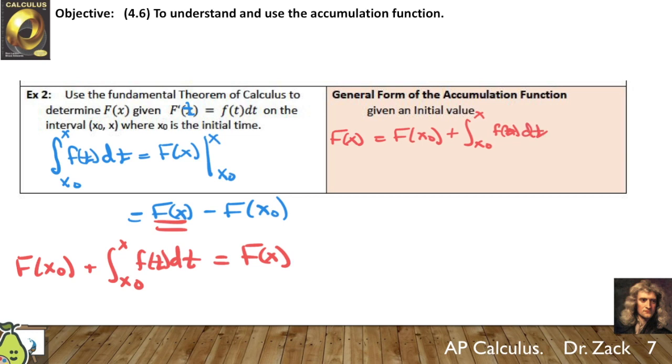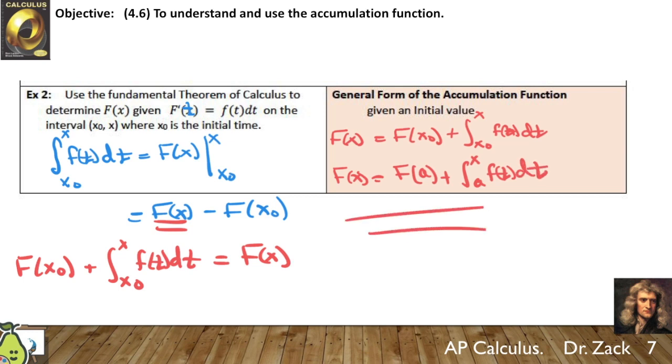And we could also think of it, if we're using any value of a, if that is your preference, as F of x is equal to capital F of a plus the integral from a to x of f of t dt. So we're going to use these ideas in order to solve our next couple of problems.